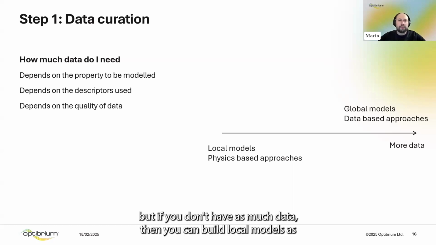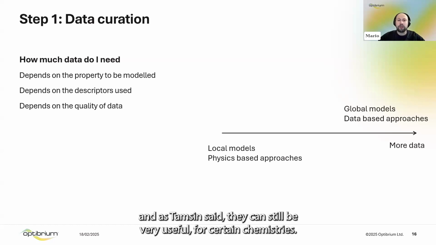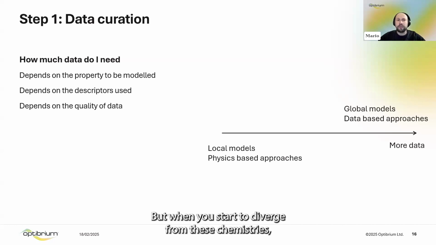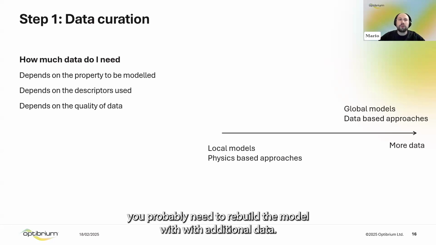But if you don't have as much data, then you can build local models and as Tamsin said, they can still be very useful for certain chemistries. But when you start to diverge from these chemistries, then the model is not going to be as useful as a global model. And as Tamsin said, you probably need to rebuild the model with additional data.